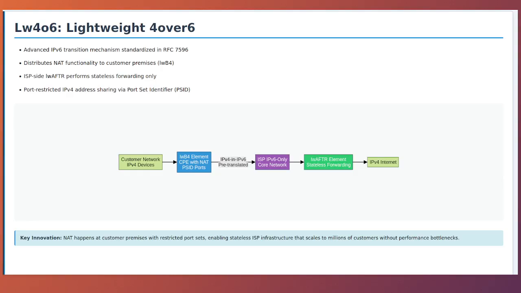Today we are exploring Lw4o6, which stands for lightweight 4over6. This is one of the most sophisticated IPv6 transition mechanisms available, standardized in RFC 7596.